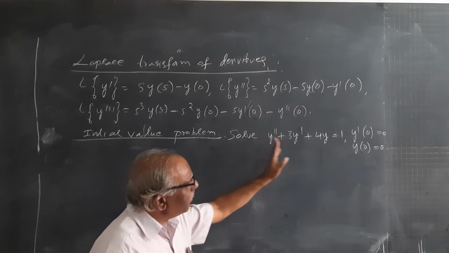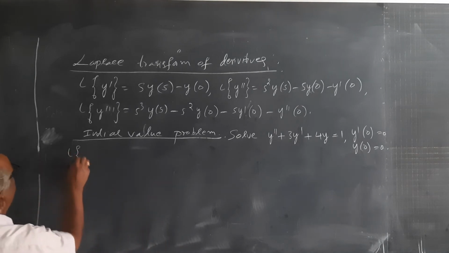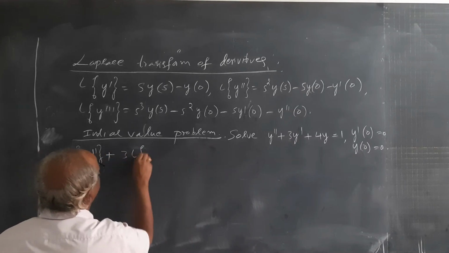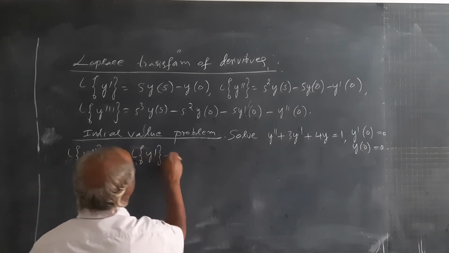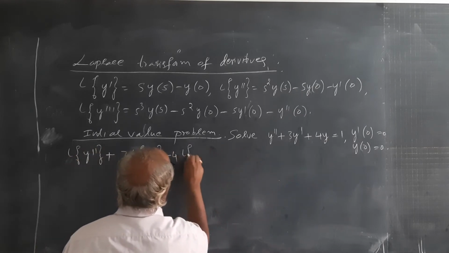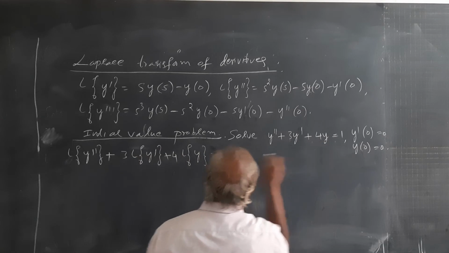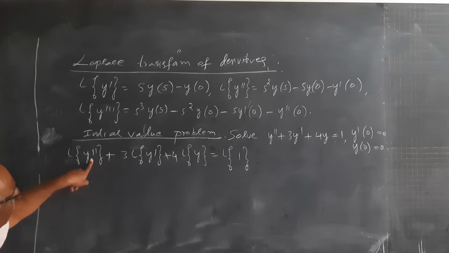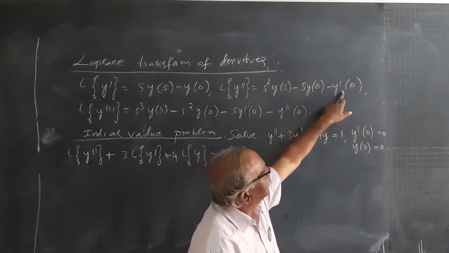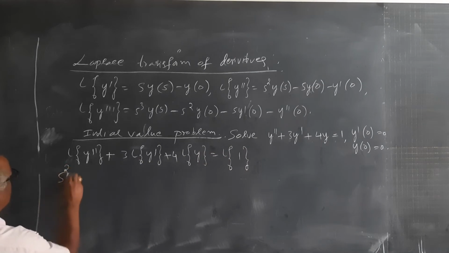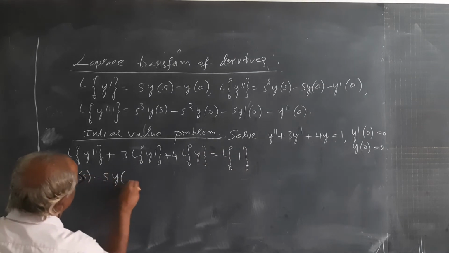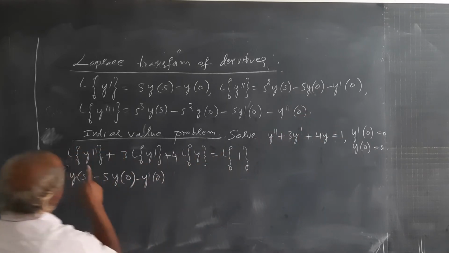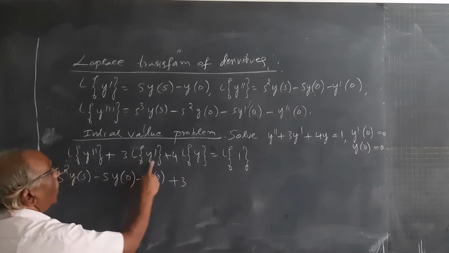Now, operate L. If I operate L separately, L of y double dash, take 3 outside, 3 into L of y dash, plus 4 into L of y, that is equal to L of 1. Let us substitute L of y double dash. What is L of y double dash? Here, I have to substitute: s squared into Y(s) minus s into y(0) minus y dash 0.